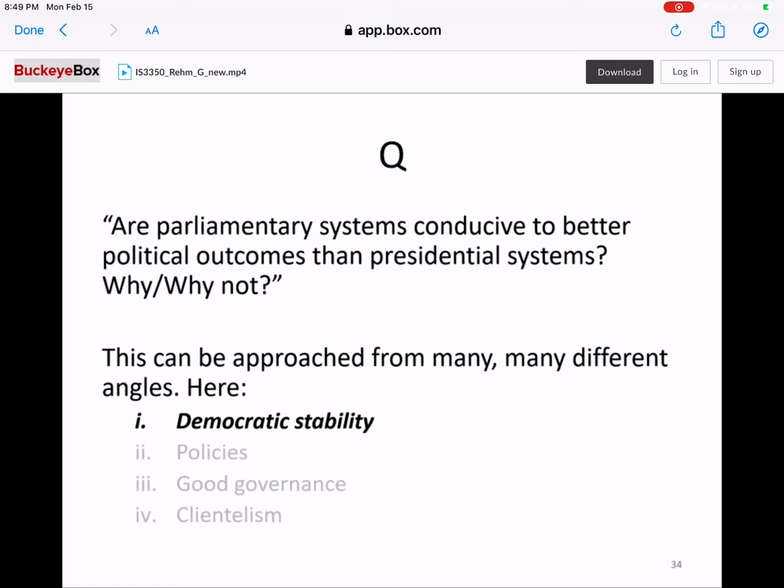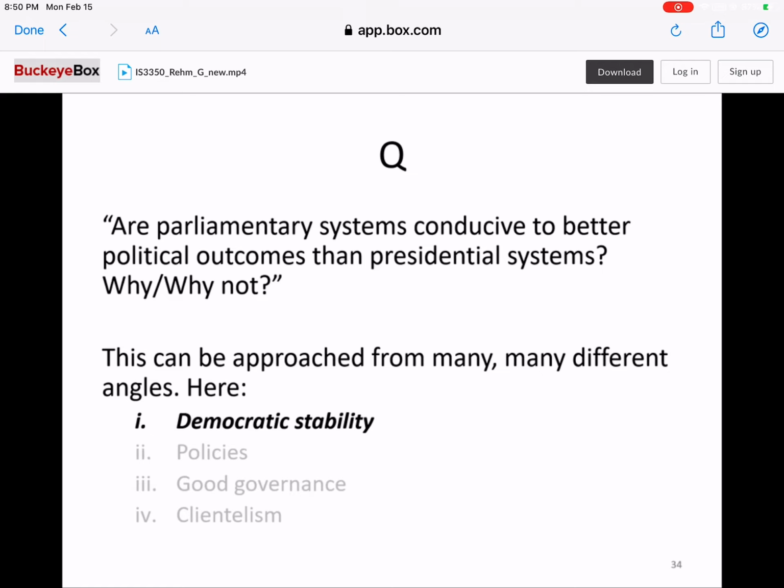You could, for example, ask, well, which political outcomes are we talking about here? For example, are we talking about democratic stability? Are we talking about policies? Are we talking about growth? Are we talking about good governance and corruption? Or are we talking about clientelism? And all of these questions have been hotly debated theoretically and empirically in the literature.